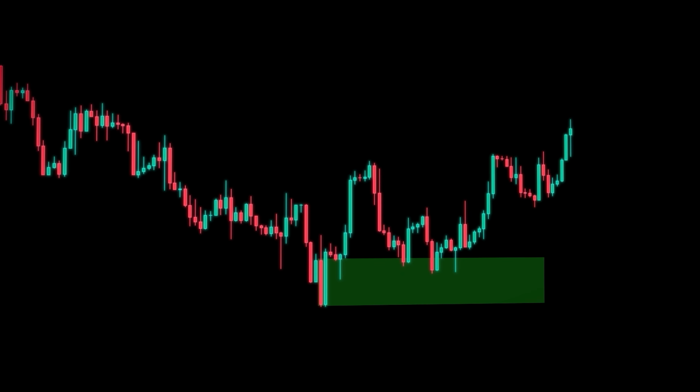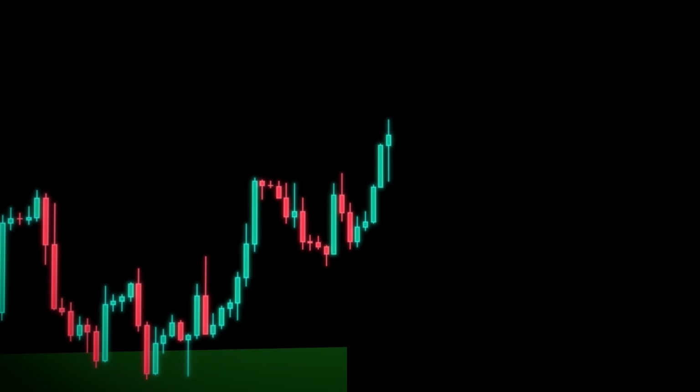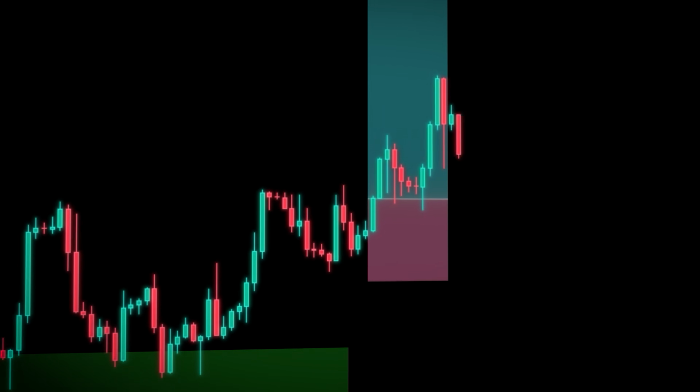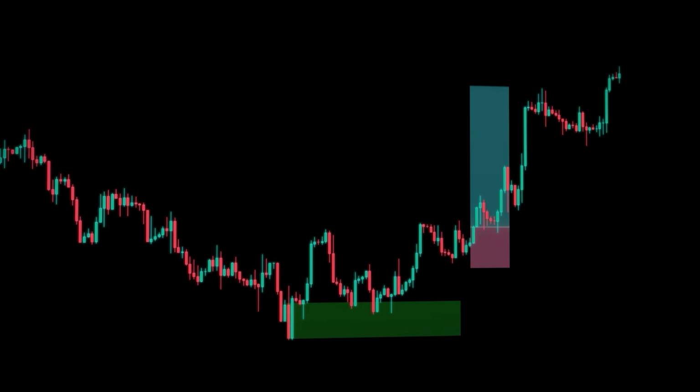Okay, so it did respect it, and it's starting to make a series of higher highs and trend up. For a high probability long, we can wait for a retracement and then look to enter.